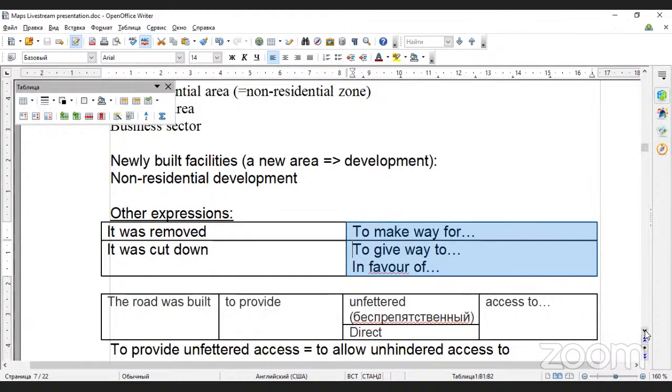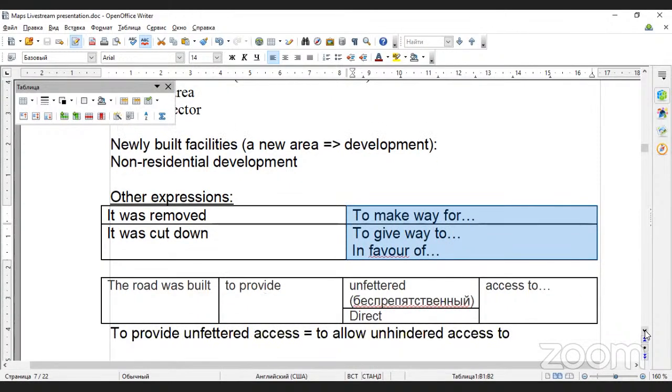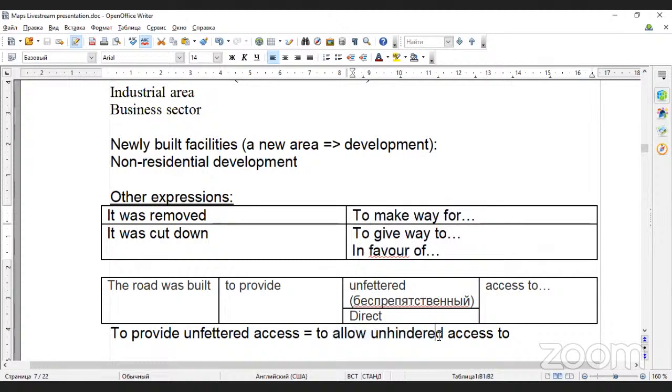If there is a road, then you can say a road was built to provide direct access, or if you want a more advanced word, you can say to provide unfettered access to something. Or a synonym for this would be to allow unhindered access to. These are nice collocations. So if there is a road, you can mention a road was built to provide unfettered access to something, or to allow unhindered access to something.